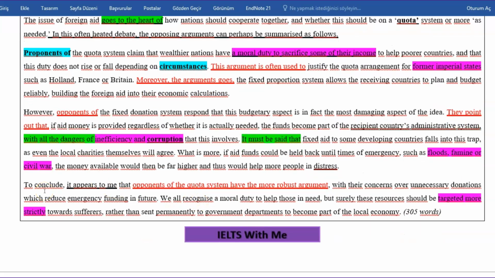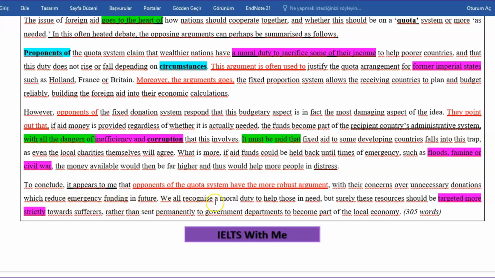To conclude, to recapitulate, all in all, in conclusion, it appears to me that opponents of the quota system have the more robust argument with their concerns on unnecessary donations which reduce emergency funding in future.